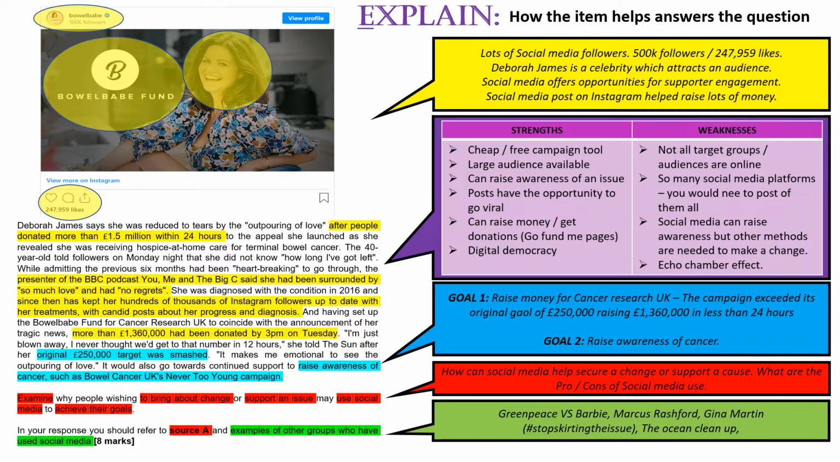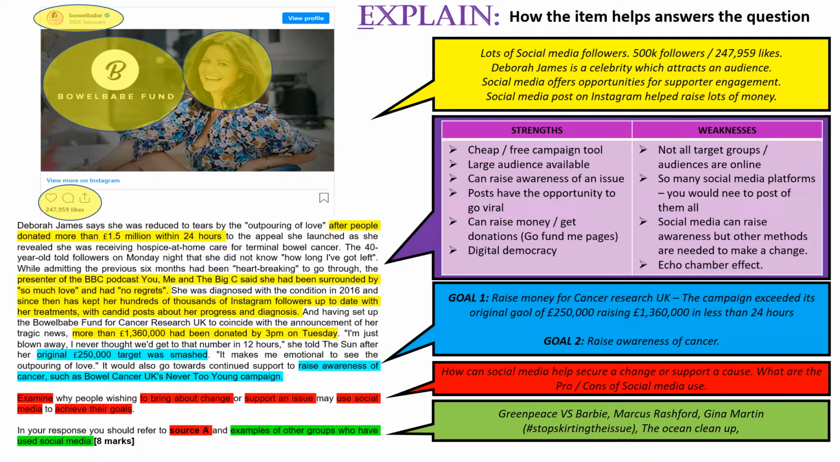Also, again, the range of platforms. There are so many different social media platforms. If you wanted to have that biggest awareness raising impact, you might need to use multiple platforms to target your audiences. The other downside is that social media can raise awareness, but you need governmental change, you need petitions, you might need other methods to actually make a change take place.